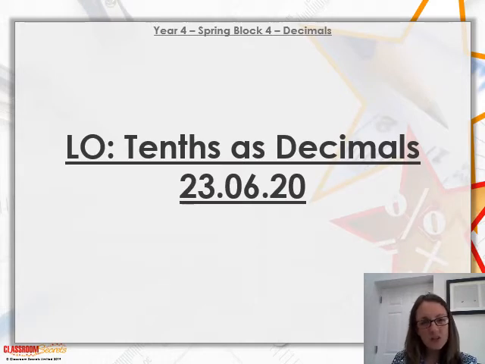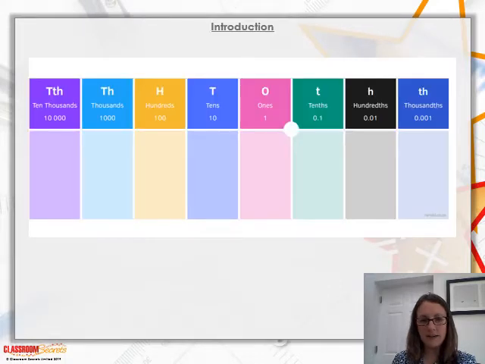So today we are going to look at tenths as decimals. We have actually looked at this a little bit back in the spring term, so hopefully some of this will be familiar. And if it's not, don't worry, we'll go back over it again. Just thinking about our place value chart, because that is really the basis for all of our work with fractions and decimals. And remember, fractions and decimals are completely interlinked. They're all a way of writing the same thing, really.